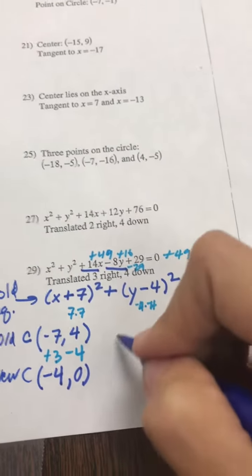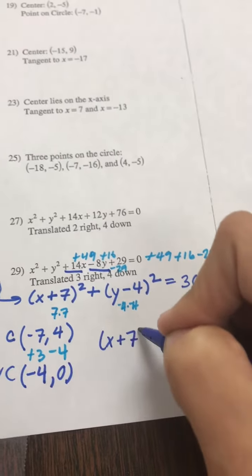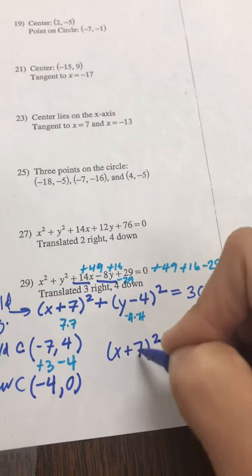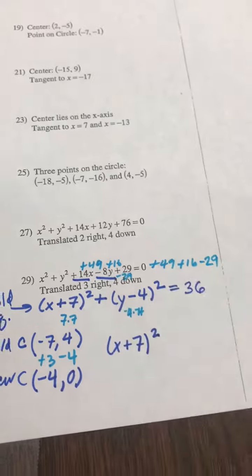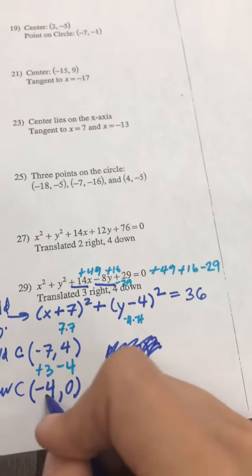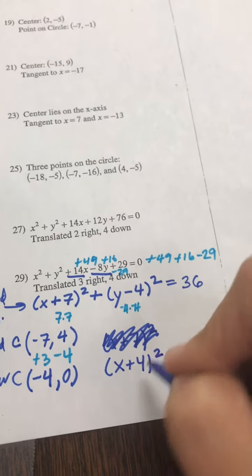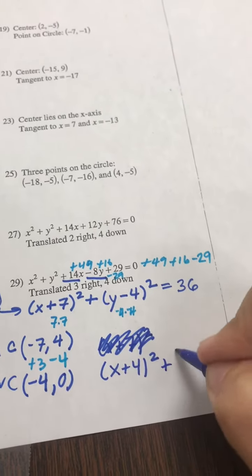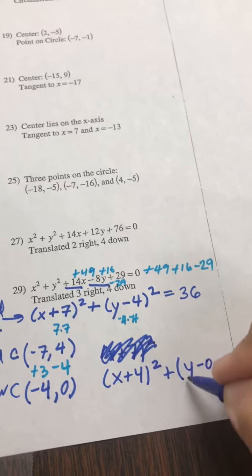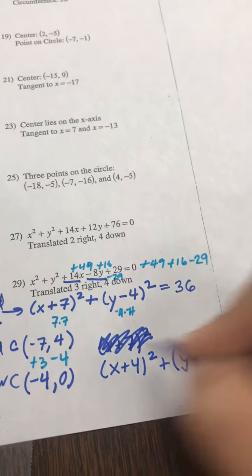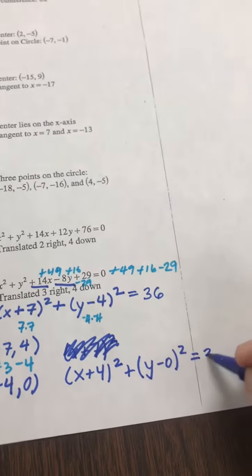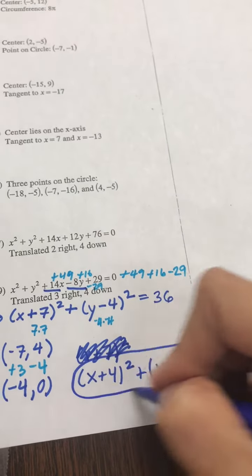So my equation would be, my new center is at negative 4, so that's not what I want. My new center is there. I have x plus 4 squared and y minus 0 squared, or I could have just said 0 squared. And my radius didn't change, so there's my answer.